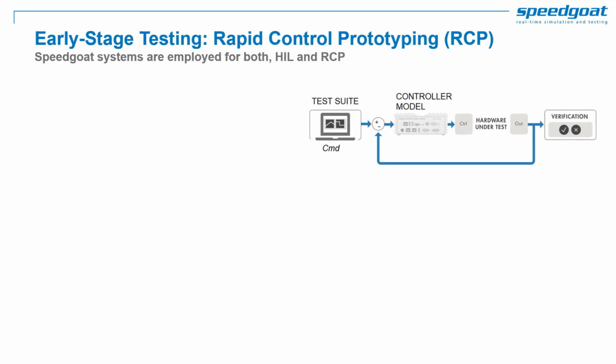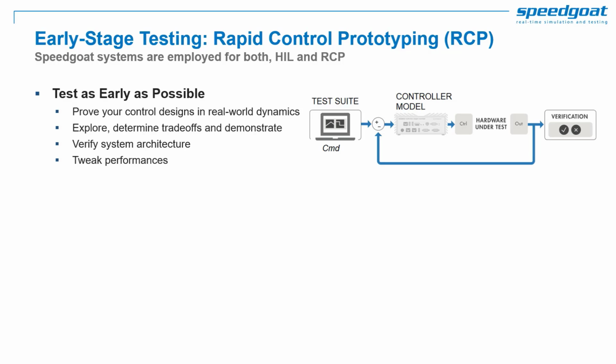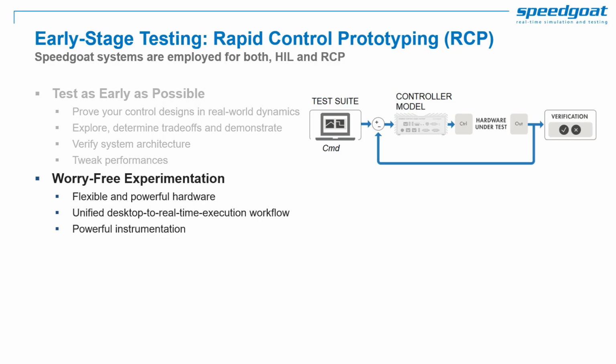As you saw earlier, hardware in the loop is usually preceded by rapid control prototyping. Your workflow may deviate slightly, but I'm pretty sure that you agree on the following 3 main motivations for real-time based control prototyping. By testing early, you can prove that your algorithms work in real-world dynamics. You might find better trade-offs and tweak performances. The unified workflow provides a path from desktop simulation to automated testing with flexible and powerful hardware. This unique combination allows you to worry less while testing.